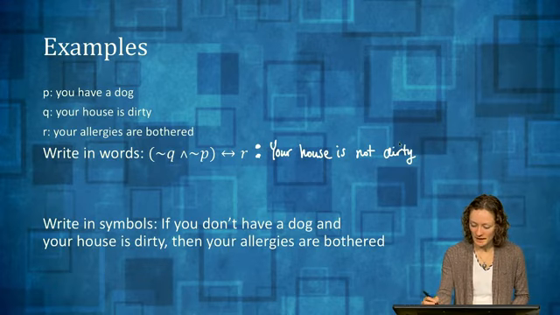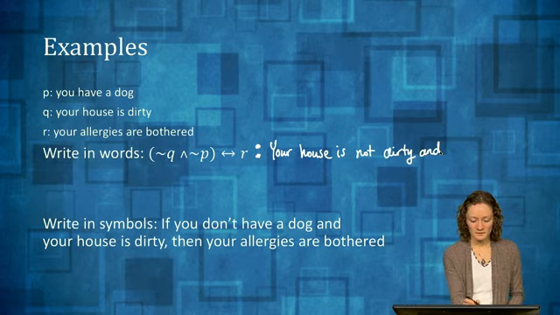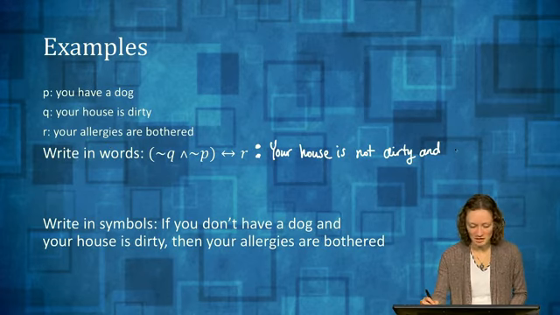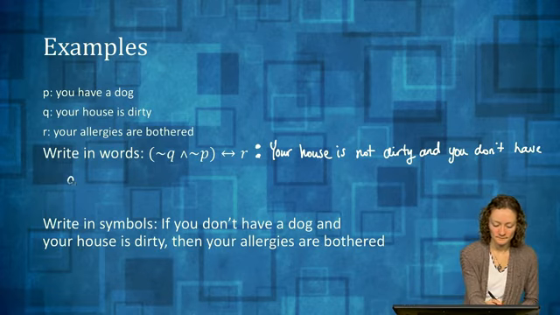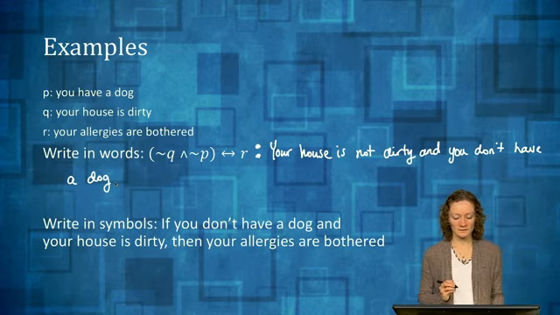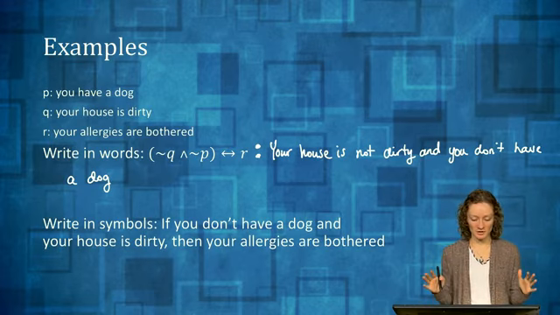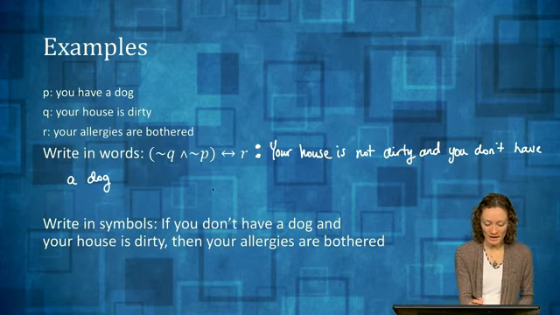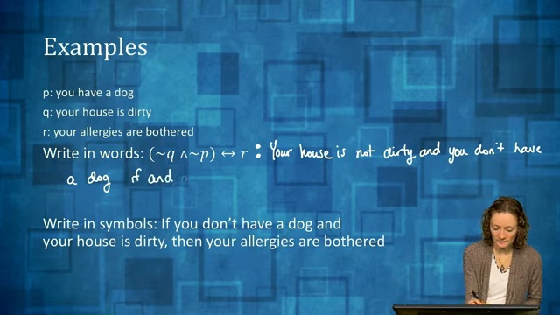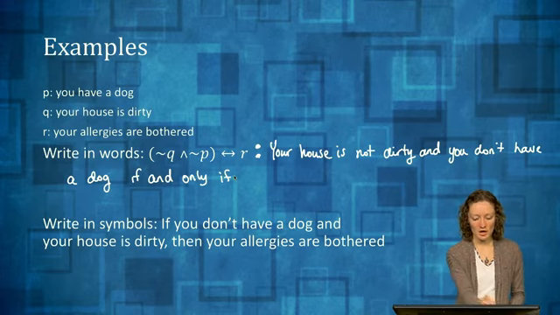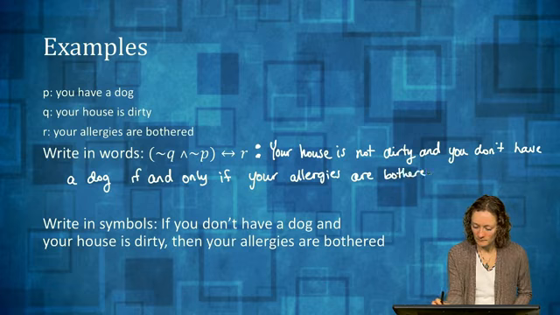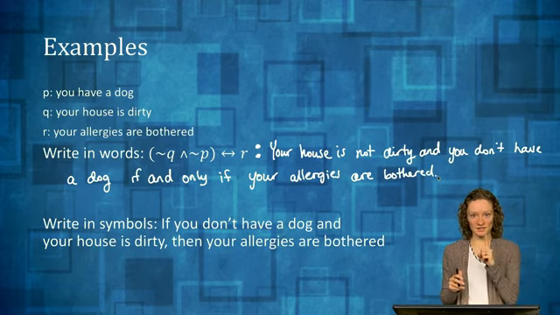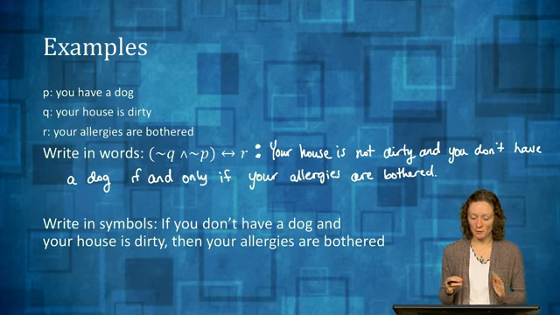The down symbol is and. Negation P, P is you have a dog. Negation P, you don't have a dog. So there's that first piece, negation Q and negation P. Then we have biconditional, if and only if. Statement R, your allergies are bothered. So there's the sentence. There's definitely one thing missing from this sentence, and it's an important piece.